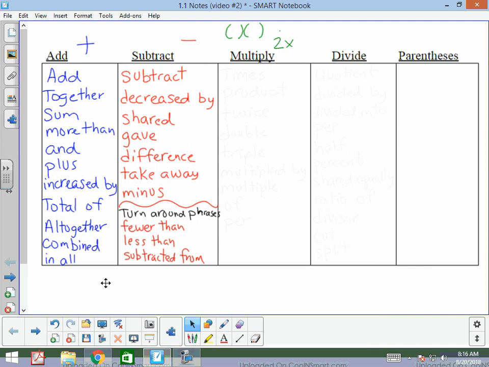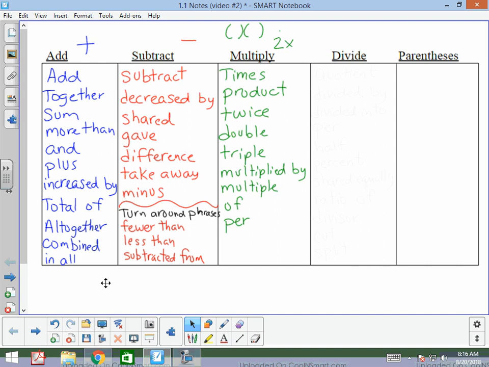One thing we don't use anymore whenever we're translating is the X to mean multiplication. We actually use the letter X now to mean a variable. So these are the words to mean multiply: times, product, twice, double. Double means times 2.